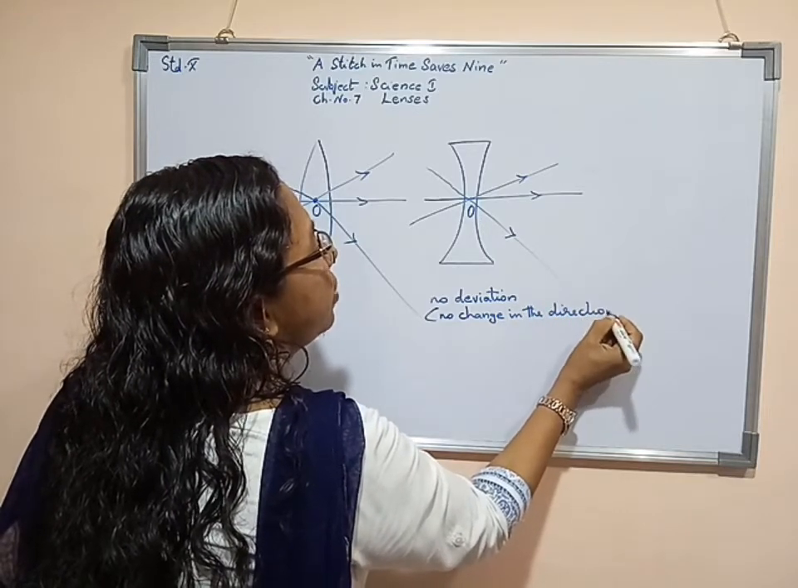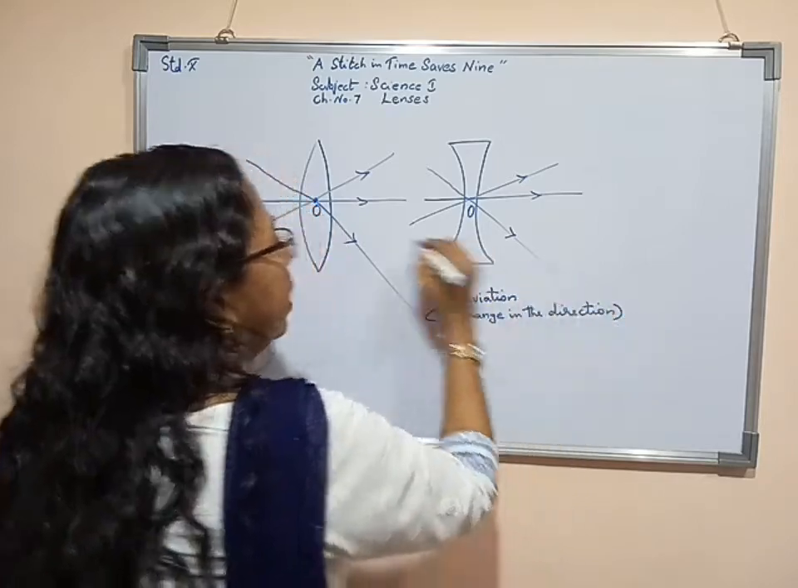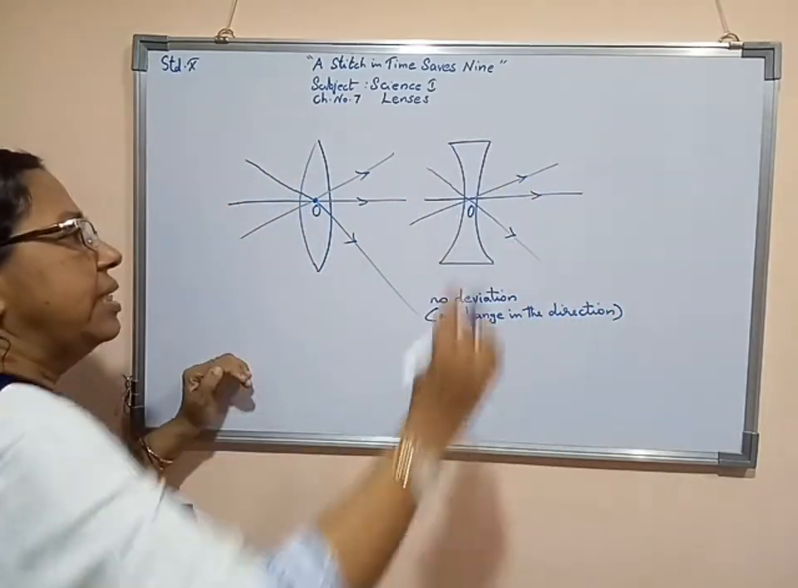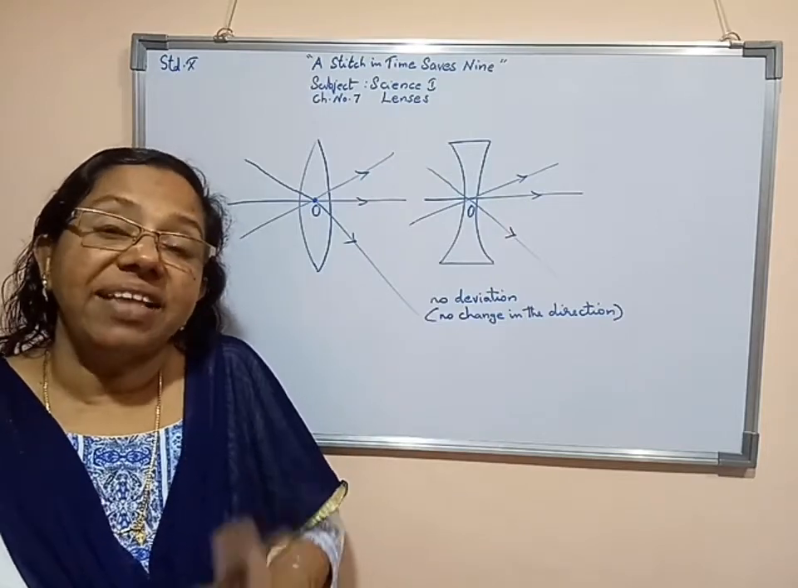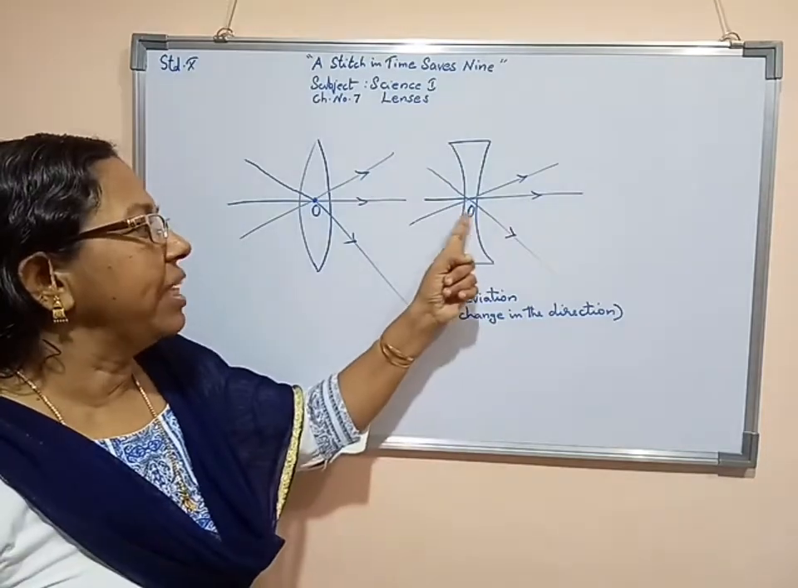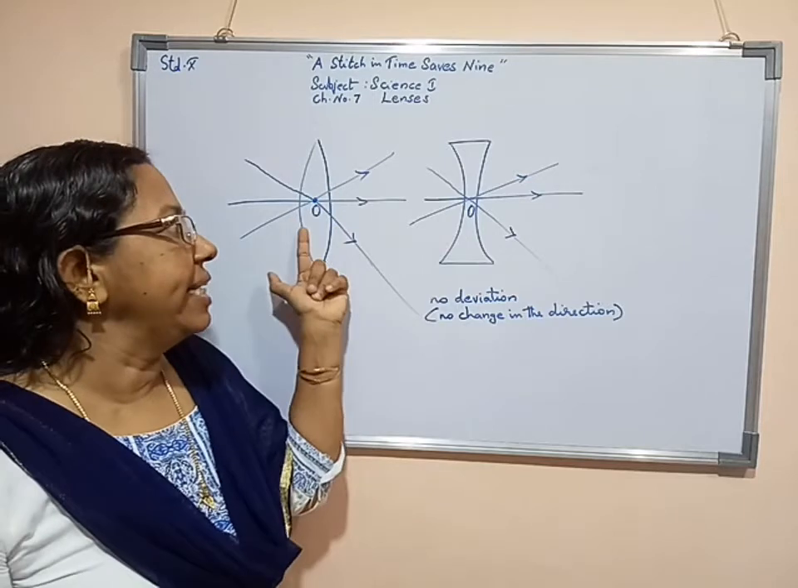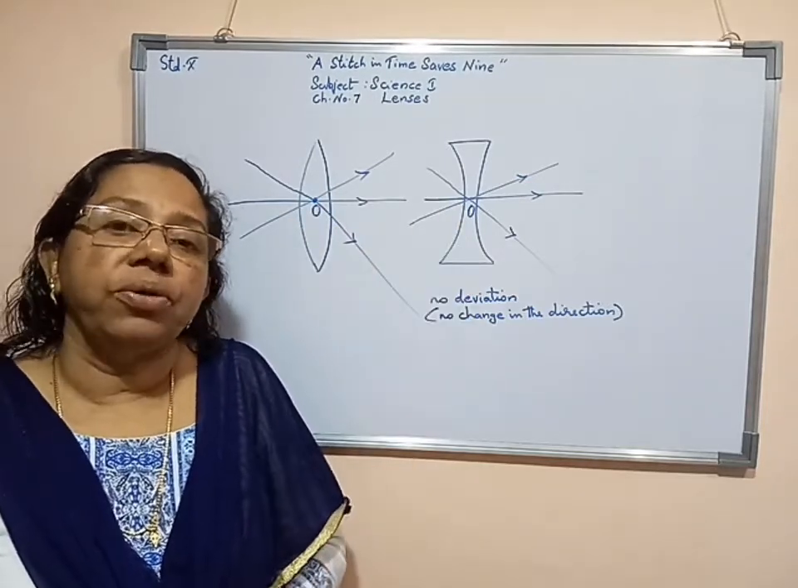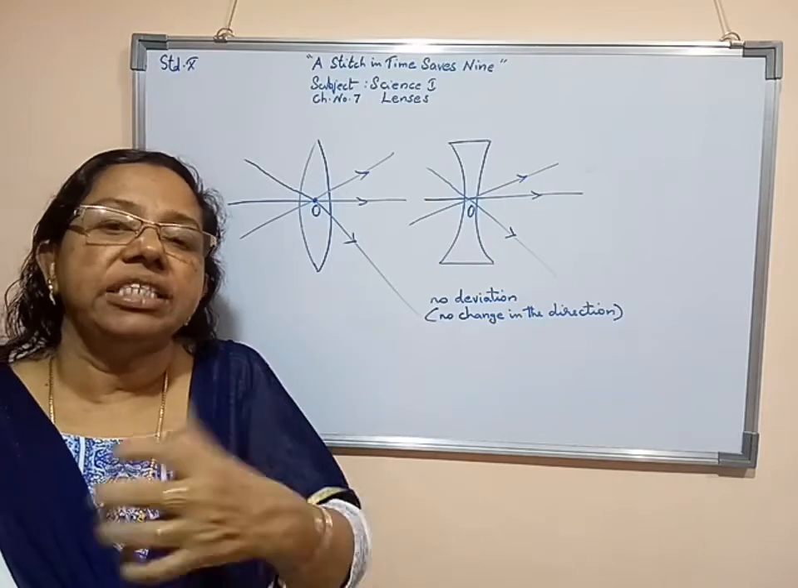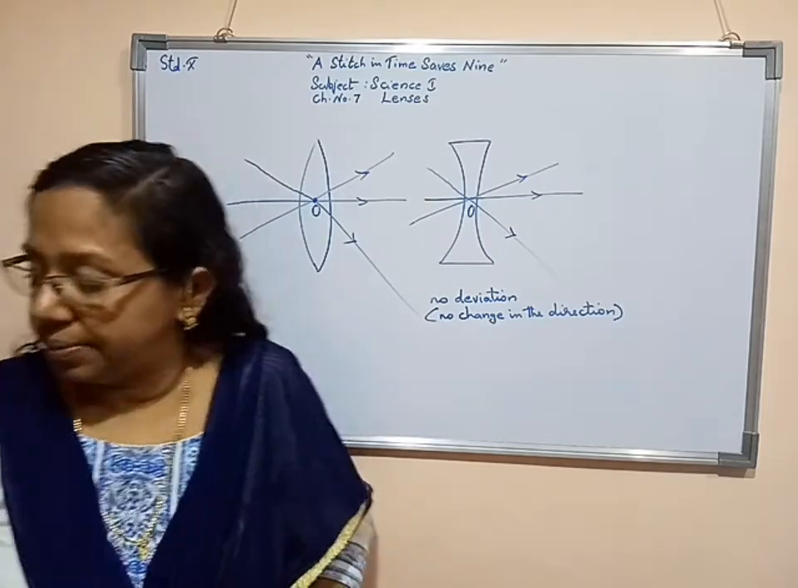So we can say that the ray of light will pass in a straight condition without stopping. That is the speciality of the optical center of convex lens and concave lens. Now we are going to study what is principal focus.